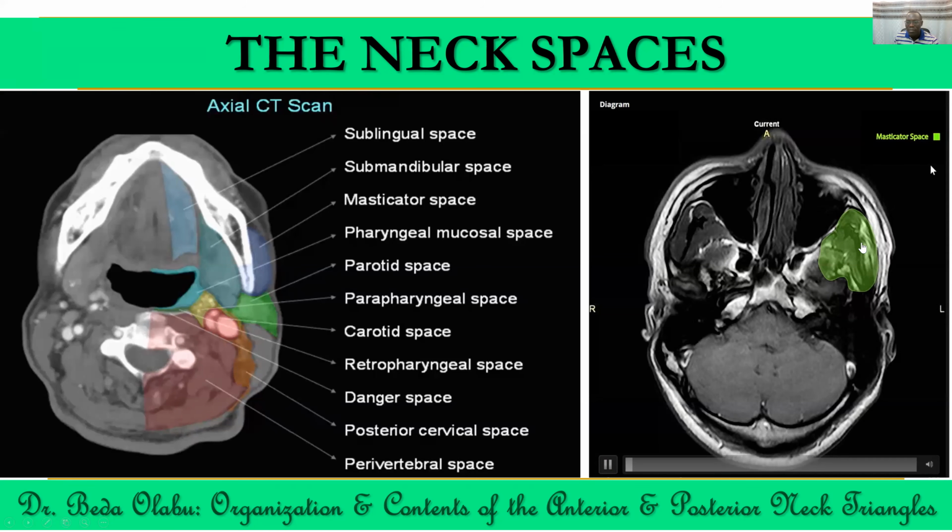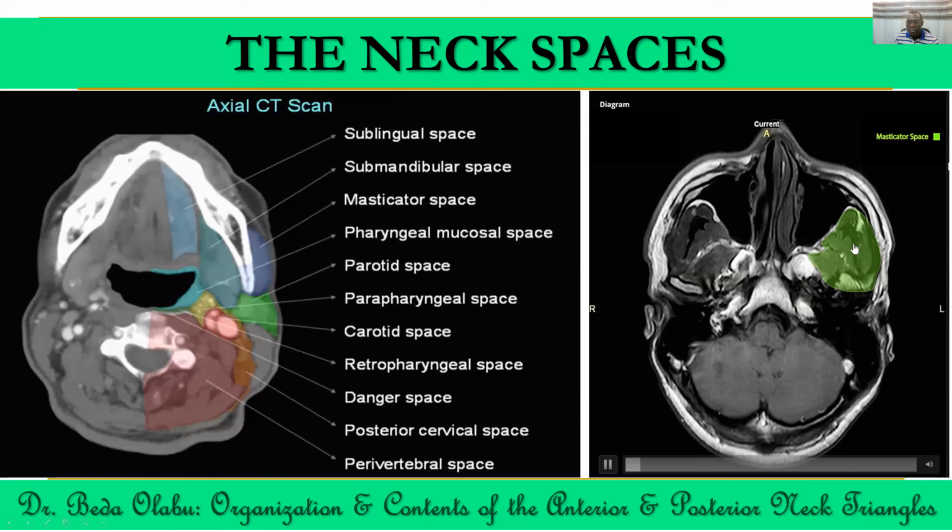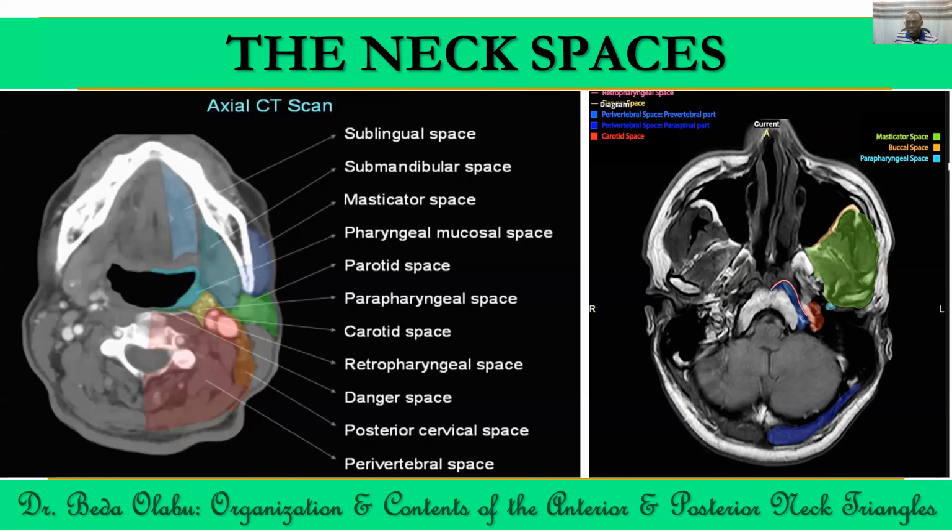Starting there with the masticator space. The image is now playing. We can now introduce the buccal space there. We've also introduced the carotid space there. We can see some part of the prevertebral space and the paraspinal space in that particular level.